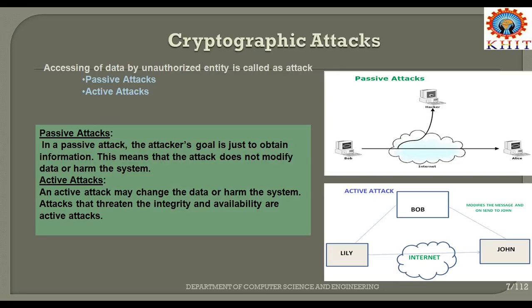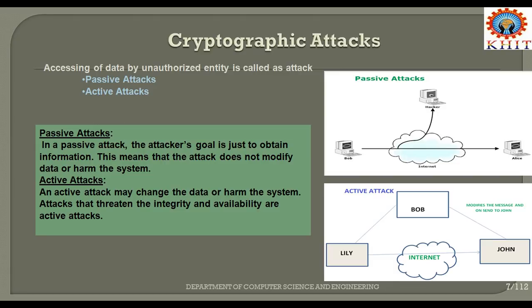Here, a passive attack means the unauthorized person is just watching our data. He receives our data and can just read that data. He cannot modify anything, but he just has a look at our data. That means he is enjoying our data. He is reading our secrets, but he does not alter or modify any data. That type of attack is called a passive attack.